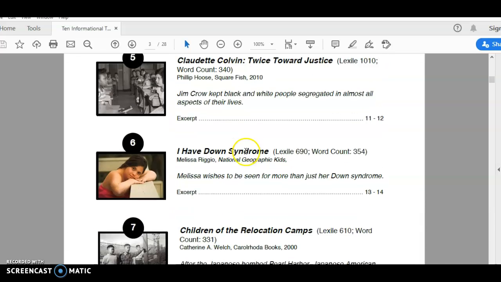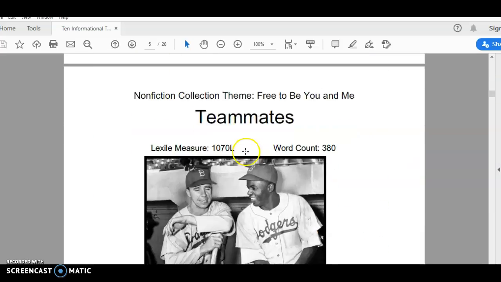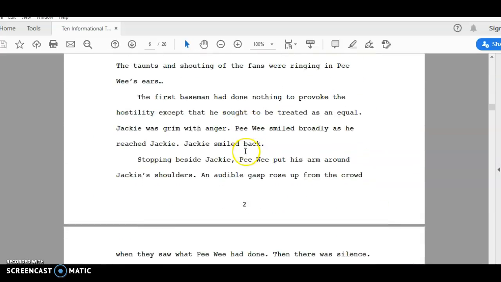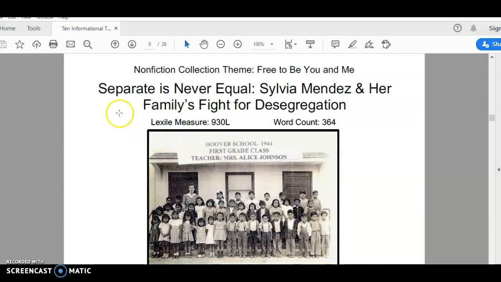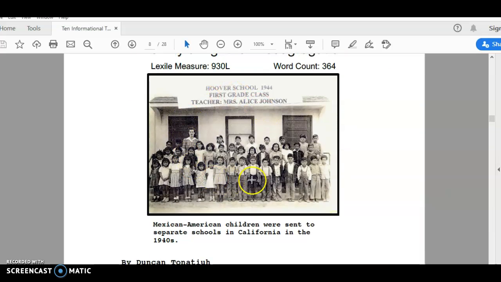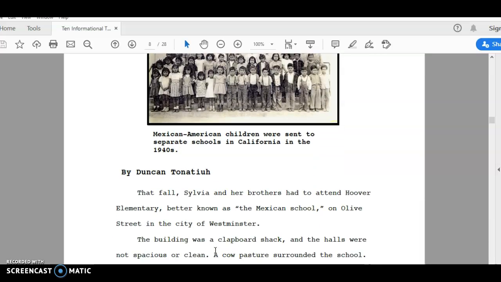So I'm going to come down to that text, and I'm just going to scroll past this first text, and let's say that I'm interested in this one. Here it is. It starts here: Separate is Never Equal, Sylvia Mendez and her family's fight for desegregation. And I see that this is a Lexile measure of 930, so I feel like I want to try this because I'm really interested. Each one of the texts is also going to start with a picture and a caption here to tell you a little bit more about it. And then you're going to read through.